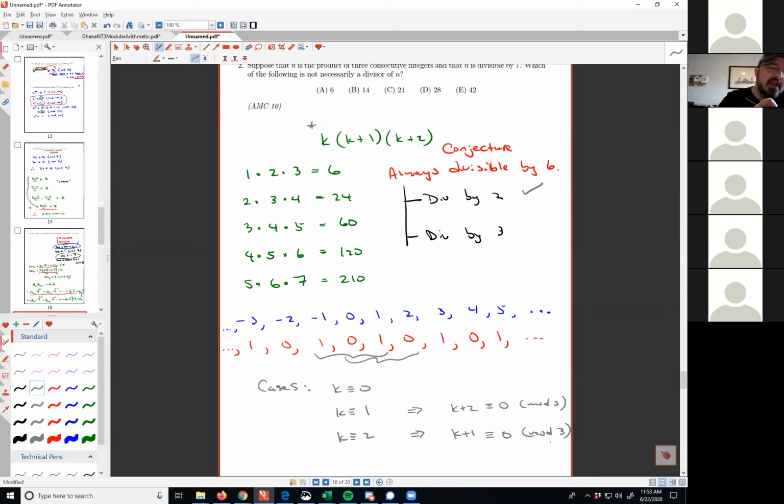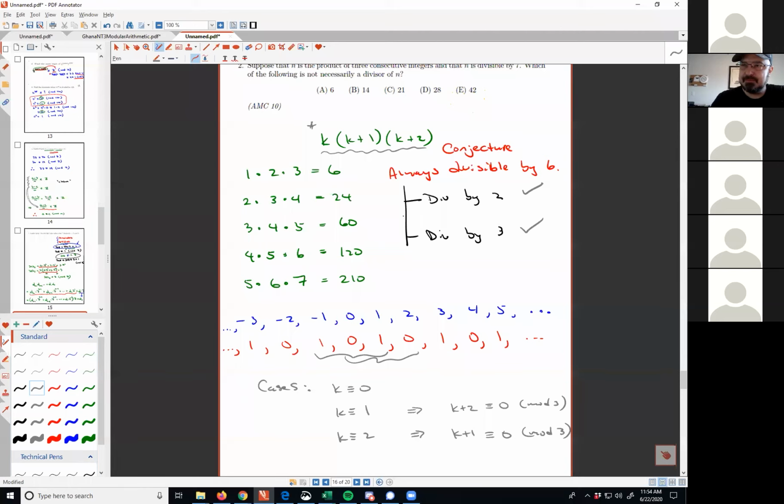So in all 3 cases, one of these 3 factors is 0 mod 3. So their product is 0. Therefore, the product is a multiple of 3. Any questions about that?